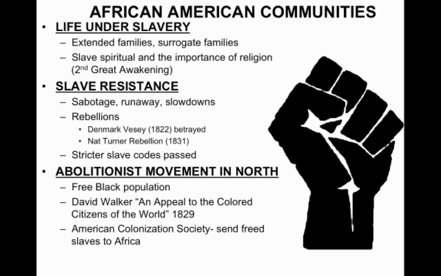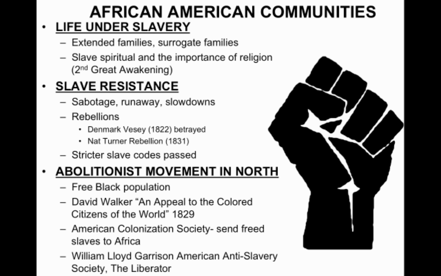Other abolitionist movements, the American Colonization Society, their whole plan was to eventually slowly free slaves and send freed slaves to Africa. You also get individuals like William Lloyd Garrison, who creates the American Anti-Slavery Society, calling for immediate, uncompensated emancipation in his famous newspaper, The Liberator. And a lot of other individuals, such as Frederick Douglass, and so on.